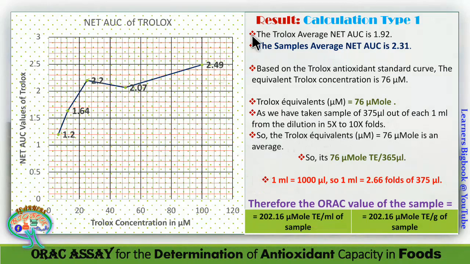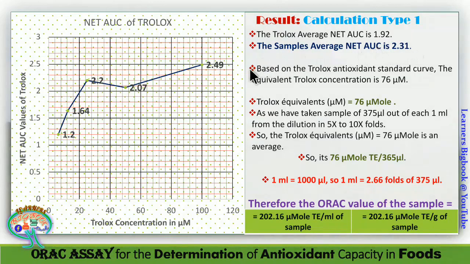Here there are three types of calculations which we have mentioned, showing how you can calculate differently with the help of different formulas. It will be better to understand that whatever experiment we have done is the correct one, and the calculations which we have done for the AUC are also correct. So here you can see the sample average net AUC has been taken as 2.31, and the Trolox average net AUC is taken as 1.292 only for reference, but the major part which we are going to consider is the sample, so 2.31.